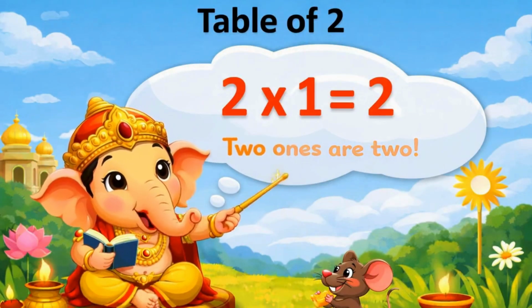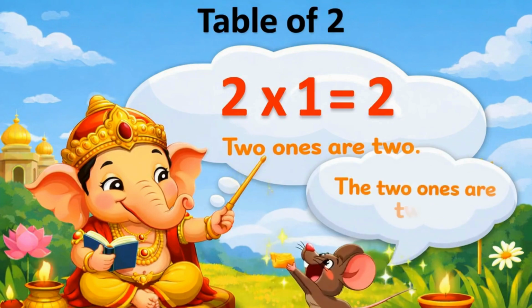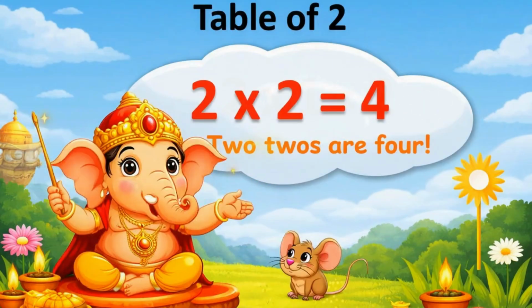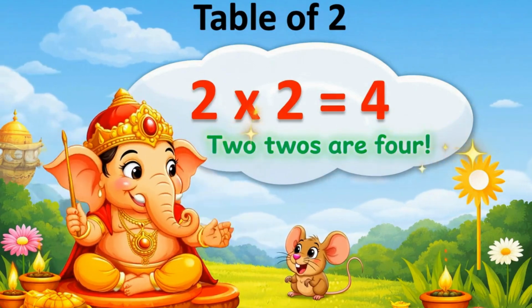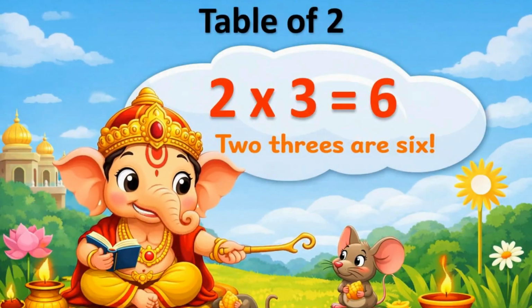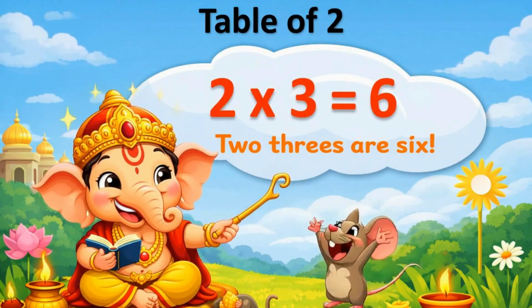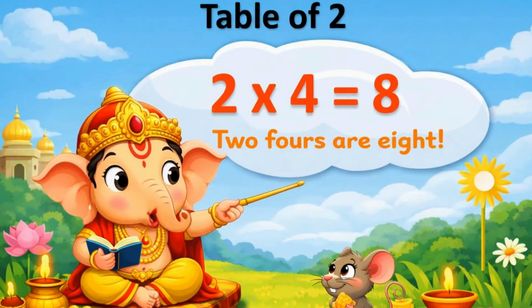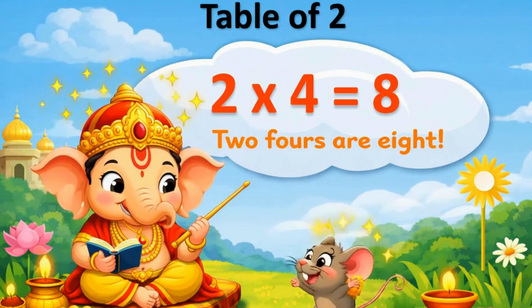2 ones are 2. 2 twos are 4. 2 threes are 6. 2 fours are 8.